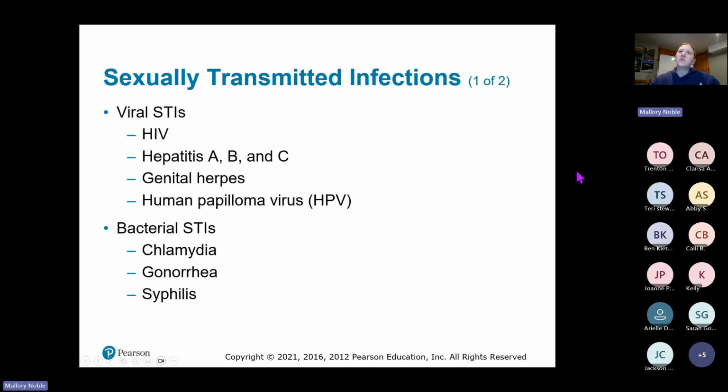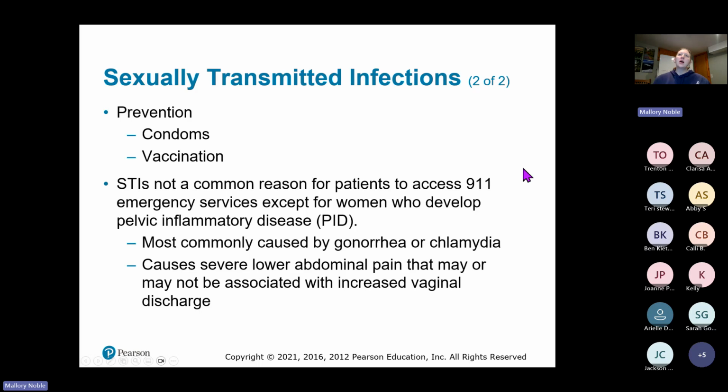STDs or STIs, these are viral STIs, or HIV, hepatitis, general herpes, and HPV. And then bacterial STIs would be chlamydia, gonorrhea, and syphilis. Prevention: condoms. There are a couple of vaccinations that can help with these as well.